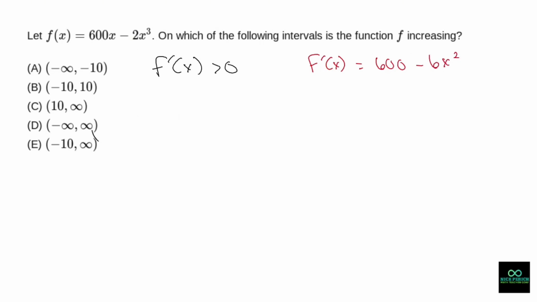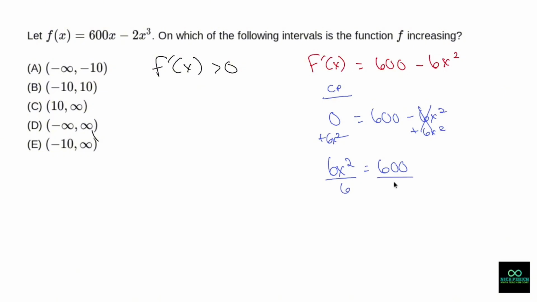Now to find our critical points, we set this equal to 0. Critical points mean that we have a place where something changes from positive to negative, or increasing to decreasing, or vice versa, decreasing to increasing. So we care about this. Let's add 6x squared to both sides, cross you out. 6x squared is going to equal 600.